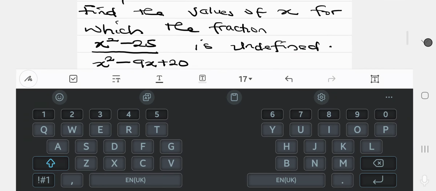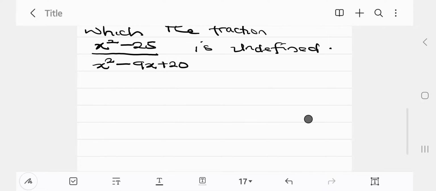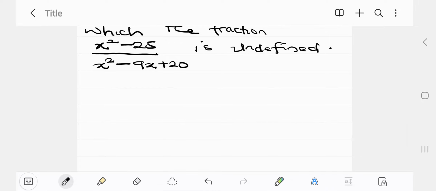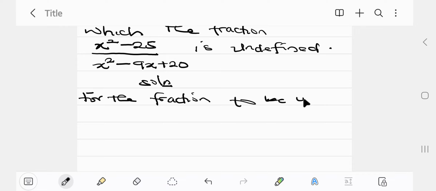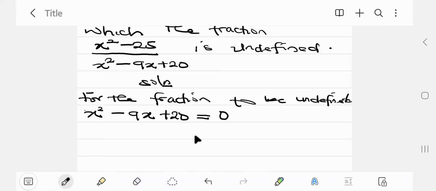So we'll quickly run through this particular question. First of all, I need to remind you that for the fraction to be undefined, the denominator, x squared minus 9x plus 20, has to be equal to what? 0. Has to be equal to 0.